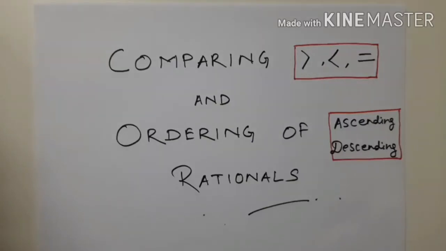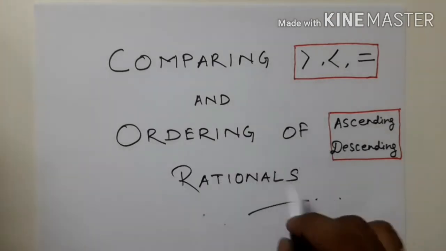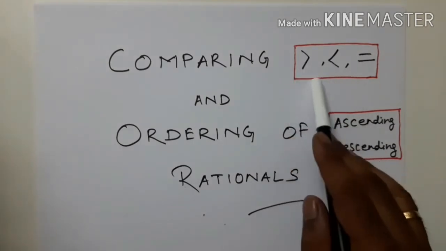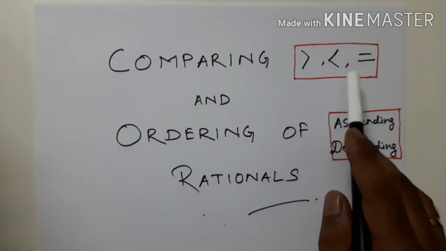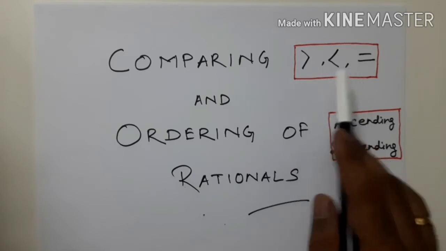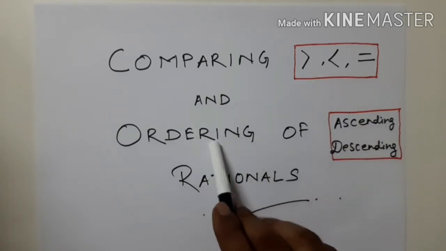Hello friends, today's discussion is about comparing and ordering of rationals. When I say comparing, it means which one is greater or lesser or whether they are equal. This is called comparing the rationals. So comparing will be done between two rationals. Next one is ordering of rationals.